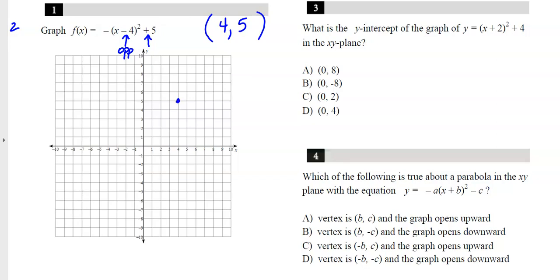So there's my vertex. The negative sign in front tells me that this is going to open down. It's concave down. And there's no number there to stretch it. So remember the pattern that gets played out? The pattern is right 1, down 1, left 1, down 1. Right 2, down 4, left 2, down 4. And then it goes right 3, down 9, left 3, down 9.